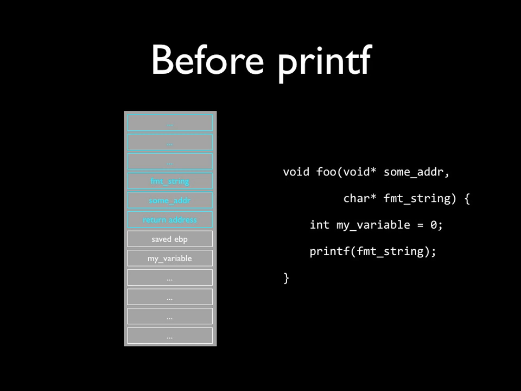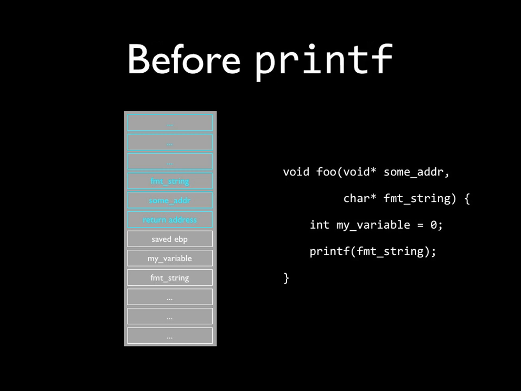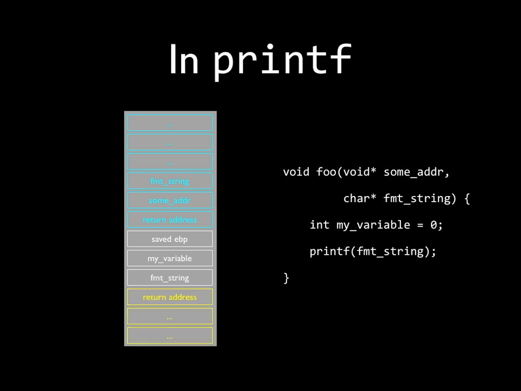Well, here's a little function that takes some arguments on the stack and is about to call the function printf. Since it's about to call printf, it pushes onto the stack the format string, and then it will call printf and push the return address. Now, this is what printf expects. But we control the format string, so we can do whatever we want with it.